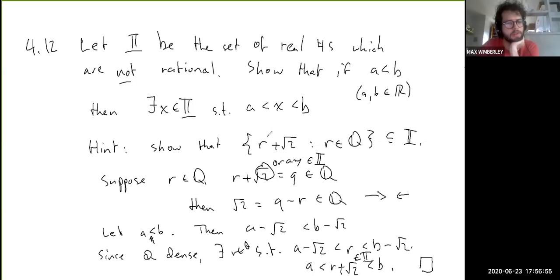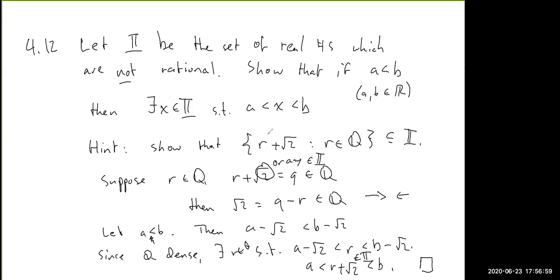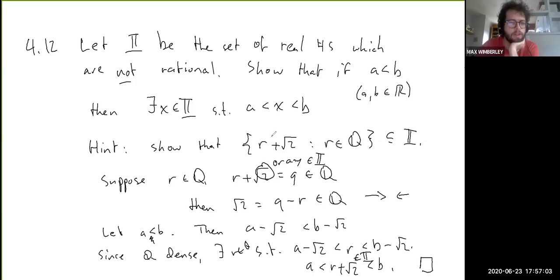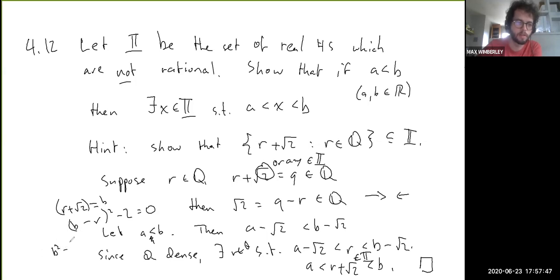You could possibly do that. Let me think for a second. Yeah, you probably can do that actually. If you call r plus square root of 2 b, then b minus r, squared, minus 2 is 0. But the difficult thing would be, it'll take a lot of work, I think, because what you'll end up with is b squared minus 2rb plus r squared minus 2 is 0.